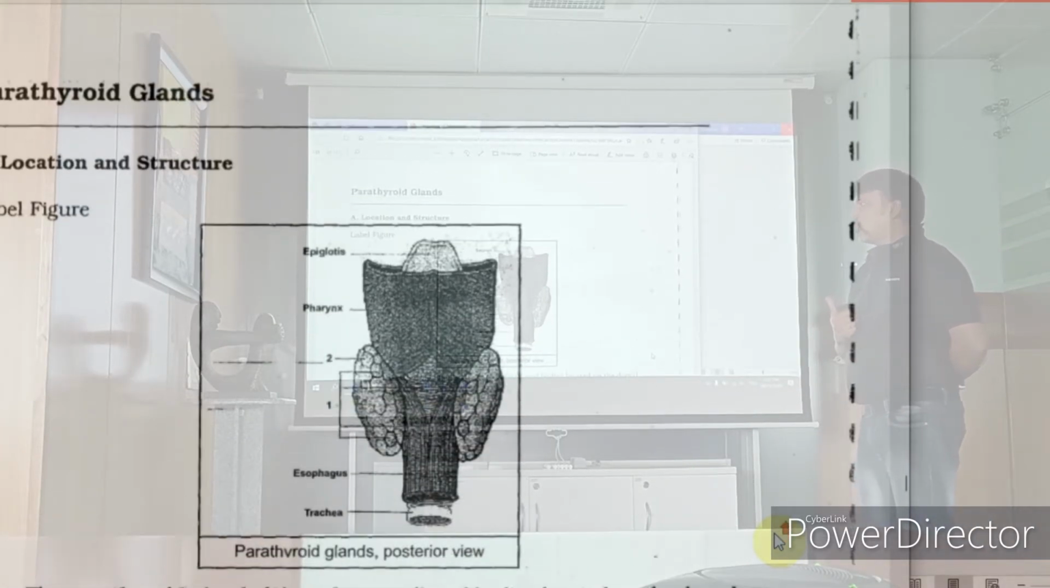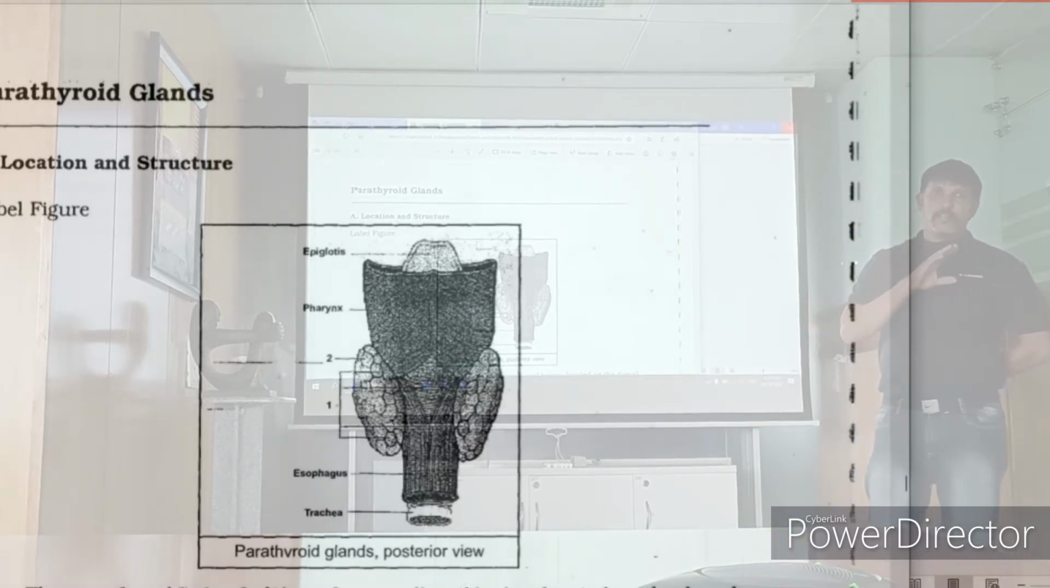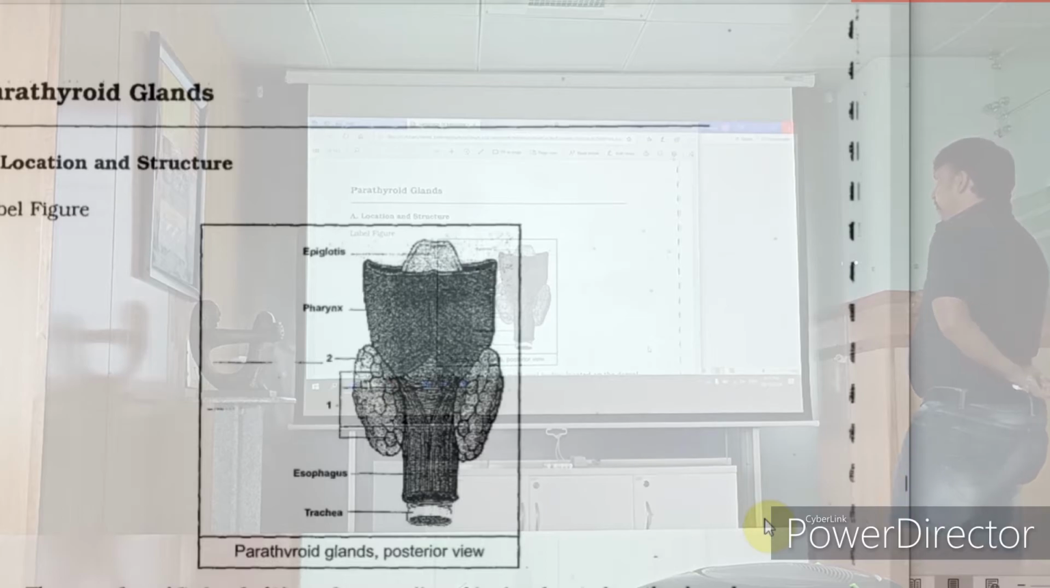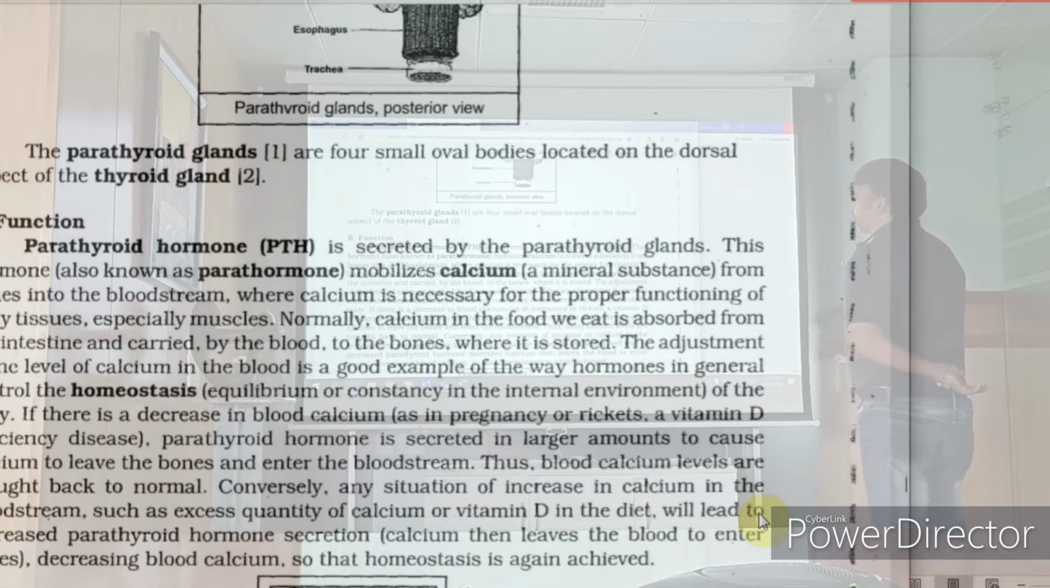Whereas the parathyroid gland is behind the thyroid. As I told you, there are 4 of them. It is on the dorsal side of the thyroid. The parathyroid hormone is secreted by the parathyroid glands. Its main function is related to calcium.